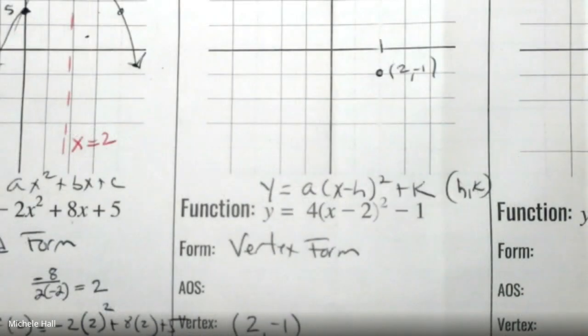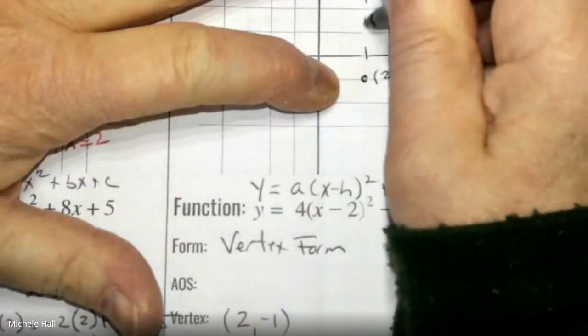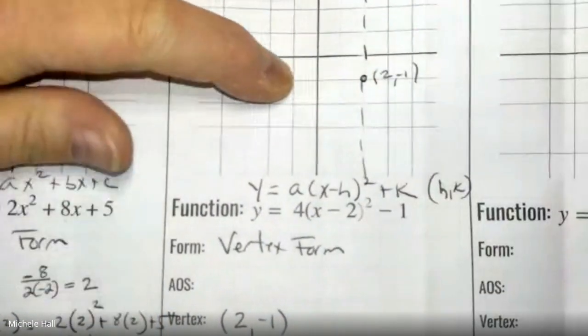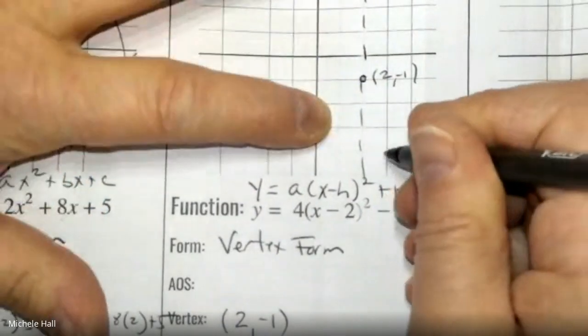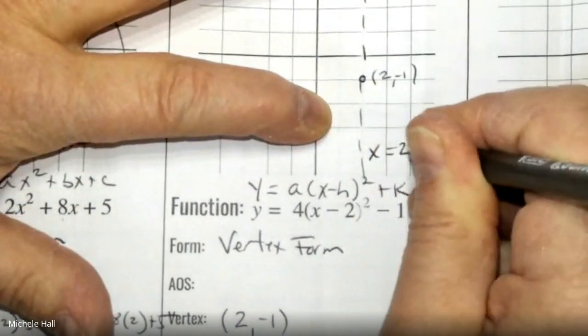What would be the next easiest thing to find if I have the vertex? What do you got, Faith? The axis of symmetry, the AOS, goes through the vertex. So there's the vertex. Here is the line of symmetry that goes right through there. And I'm going to label it as x equals 2.